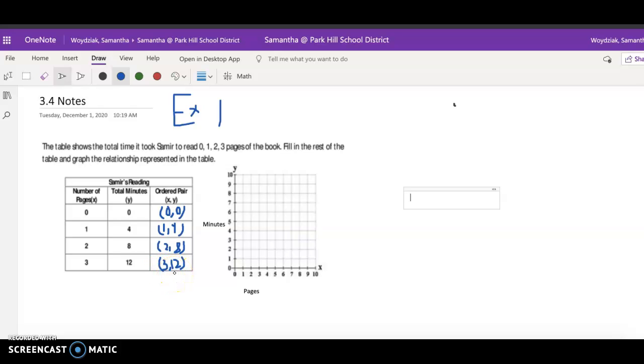You have to put the X first. So the X always goes first, it goes on the left, the Y goes on the right. Now we're going to go ahead and graph them.